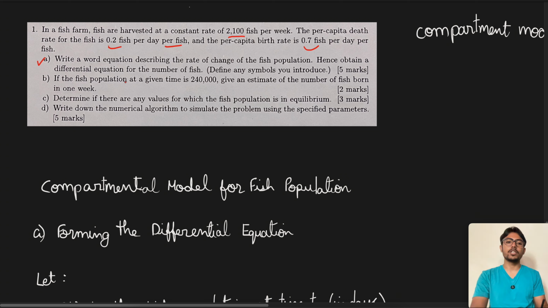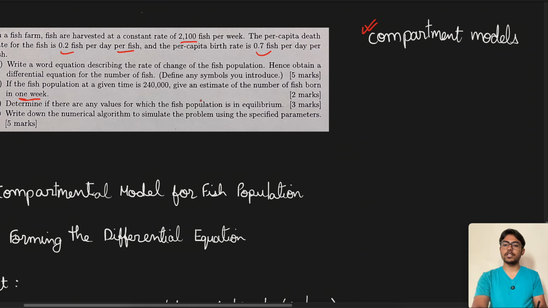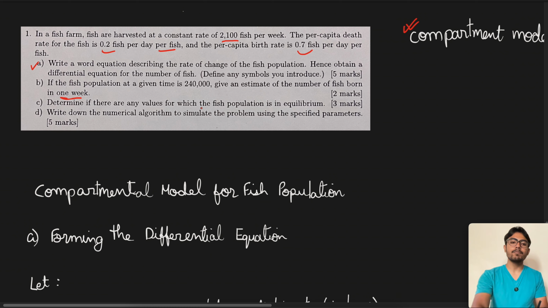Second, if the fish population at a given time is 240,000, give an estimate of the number of fish born in 1 week. Third, determine if there are any values for which the fish population is in equilibrium, meaning the birth rate and death rate are the same. Fourth, write down the numerical algorithm to simulate the problem using specific parameters. So this problem is clearly regarding compartmental models, which is a big section in modeling and simulation. So we'll understand it step by step.